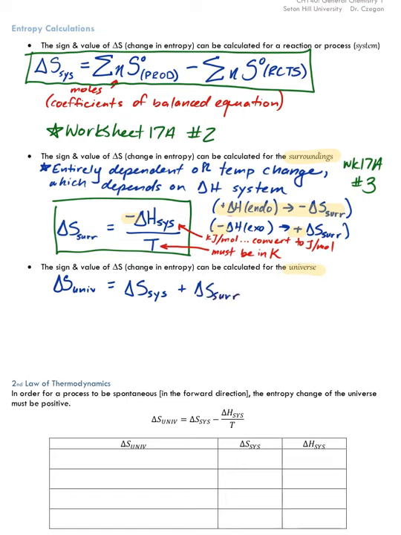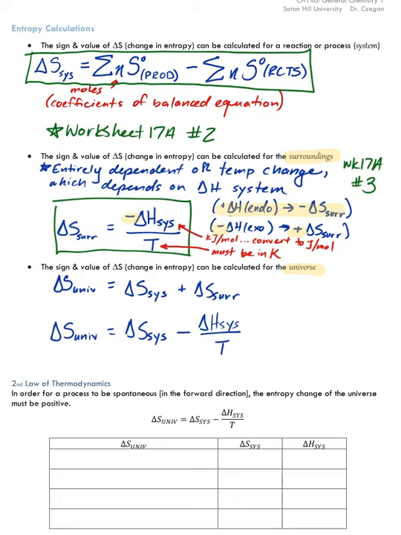Since we know that the delta S of the surroundings is equal to the negative delta H of the system over T, we can also write this equation as the delta S of the universe is equal to the delta S of the system minus the delta H of the system over T. The benefit of this version of the equation is that it puts everything in the perspective of the system. So it's a little bit easier to think about everything from the perspective of the system. But either of these equations are fine to use.